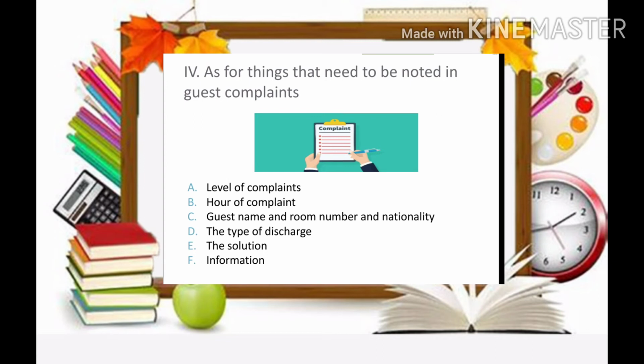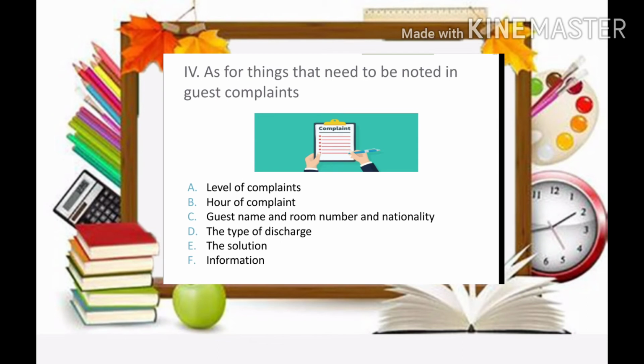The next is guest name, room number and nationality. This complaint occurs because hotel employees often give guests the wrong room number. The next is the types of complaints. The types of complaints that are often submitted by guests are about hotel facilities.